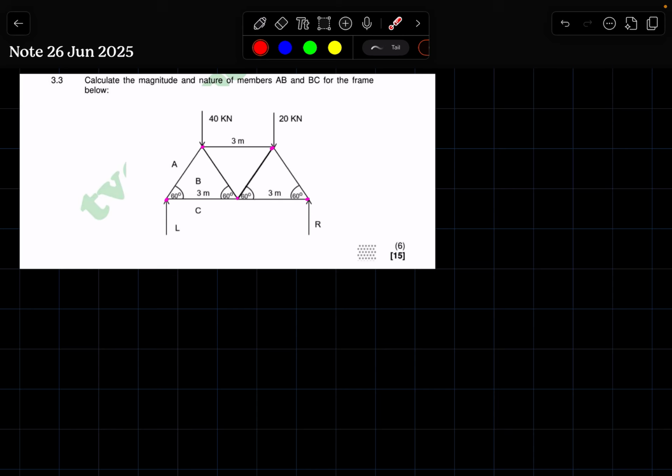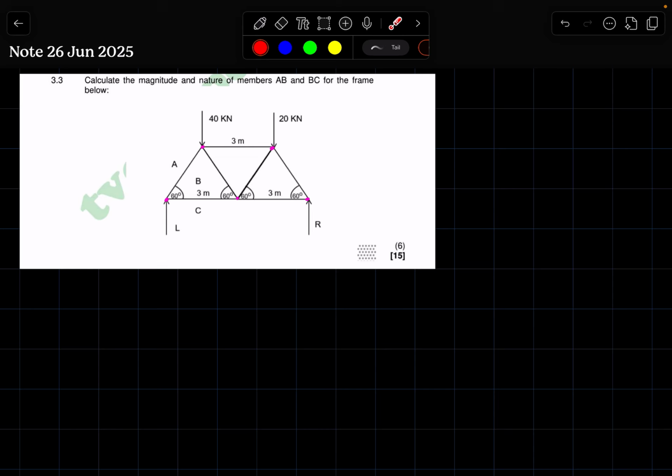Now, here we have 4 external forces: the 40, the 20, and the 2 reactions, the left reaction and the right reaction. Before determining what they want us to determine, sometimes it is necessary that we first calculate the two reactions. But before we just jump on to calculating the reactions L and R, let's first see if it is necessary for us to calculate both or just one of them.